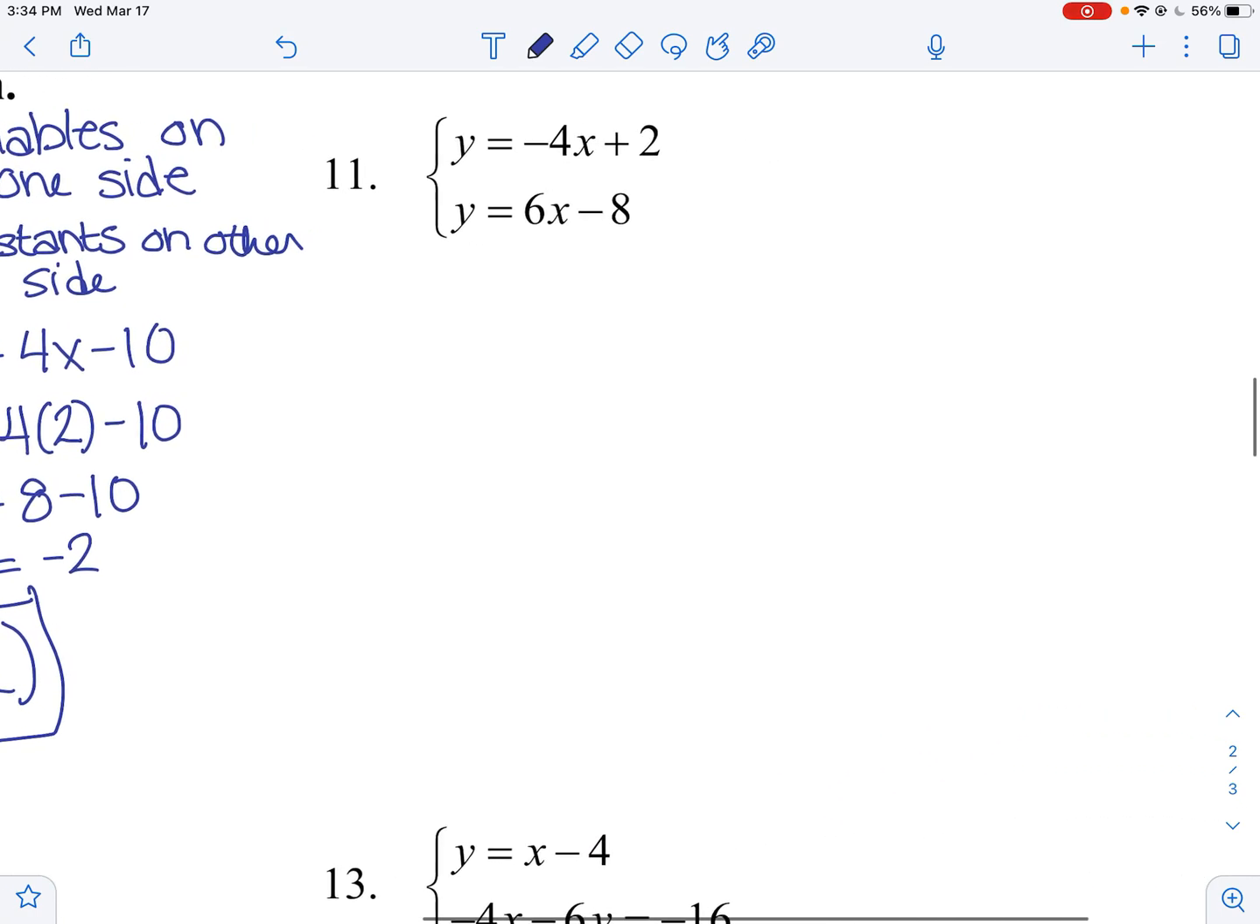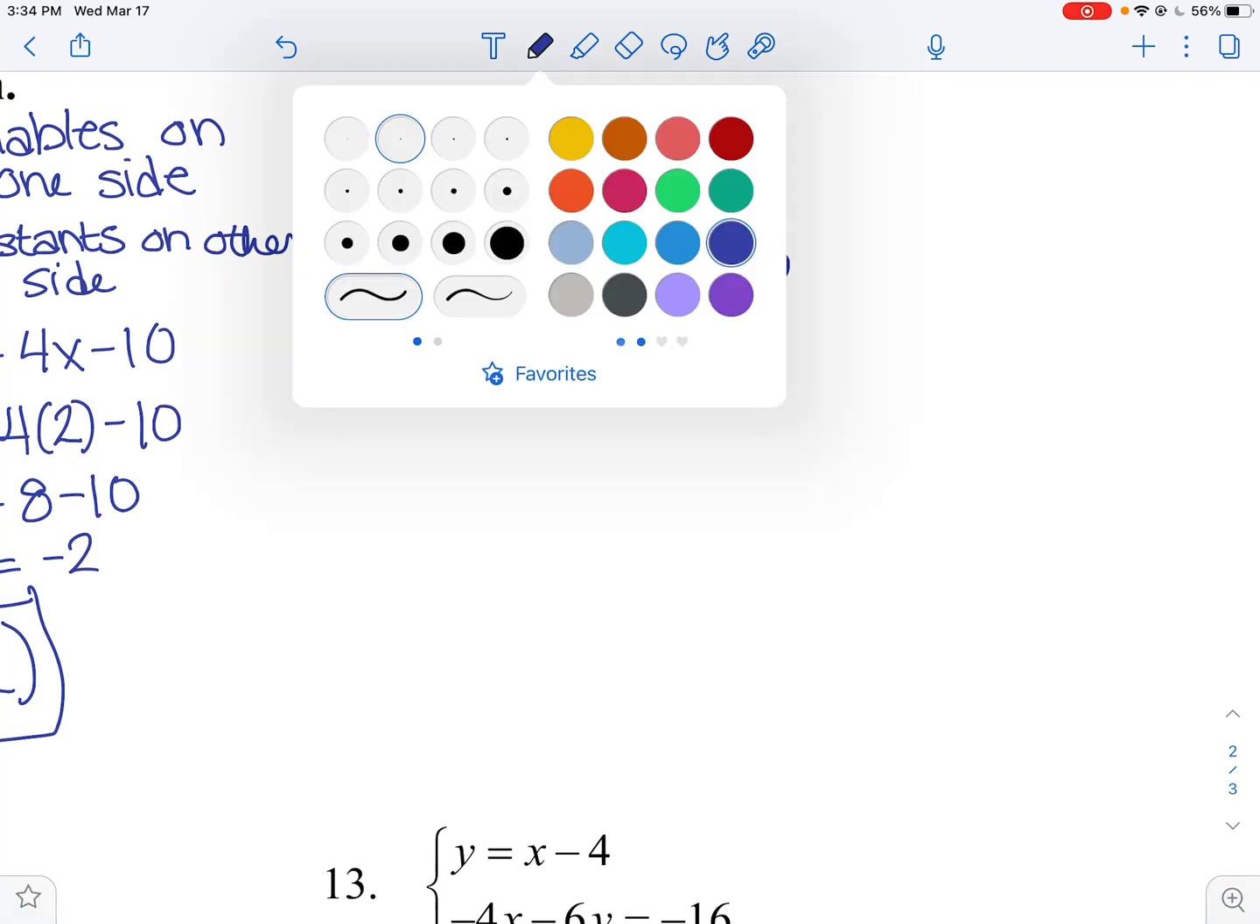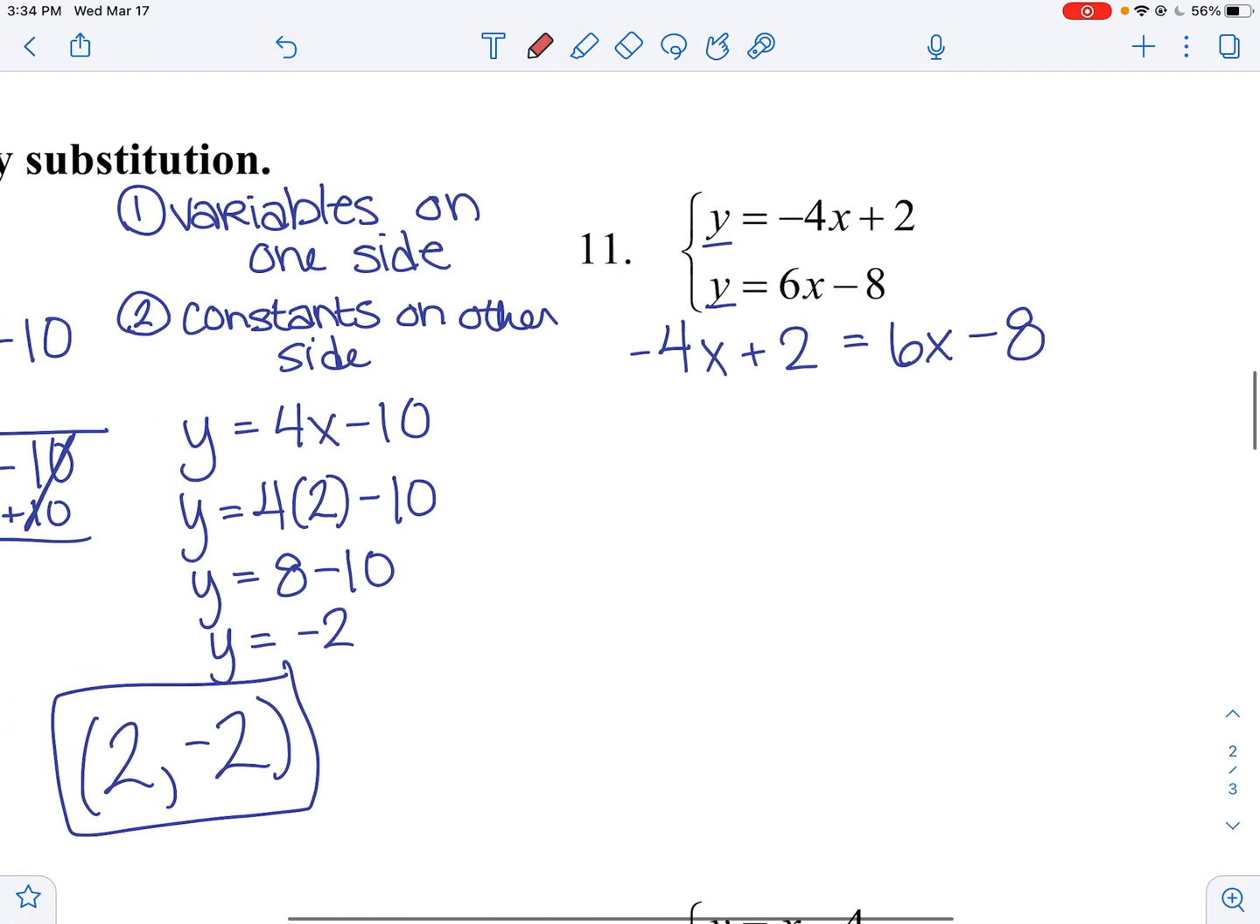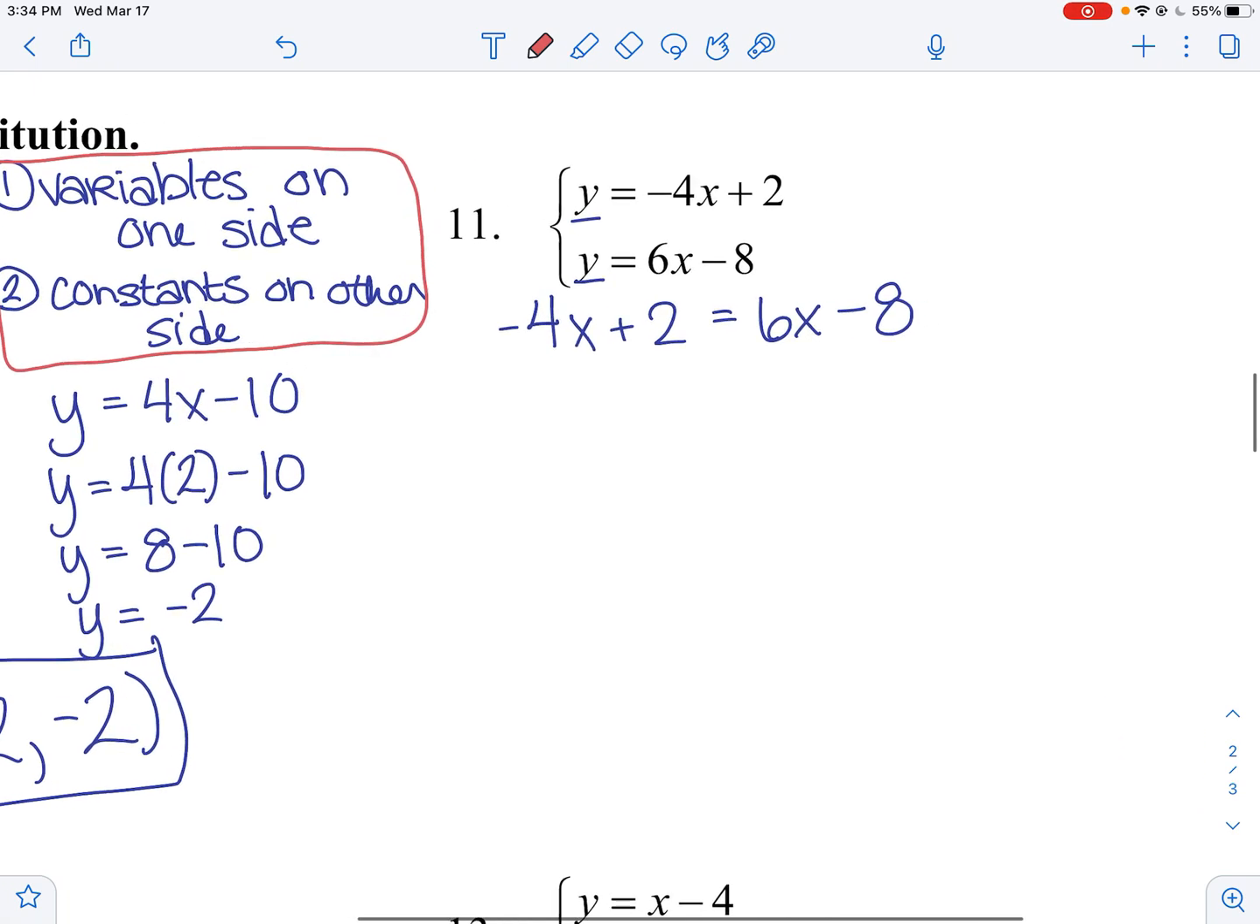Alright, number 11. Again, these are both equal to y, so we're going to set them equal to each other. Negative 4x plus 2 equals 6x minus 8. So, looking at our steps here, first we need the variables on one side, and then we need the constants on the other. So I'm going to add this 4x over to this 6x, because it's negative, so I'm doing the opposite and making it positive.